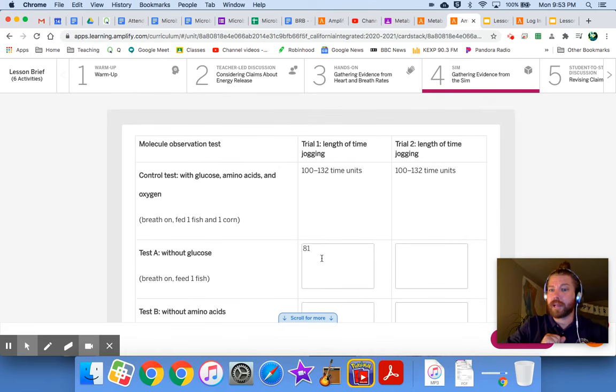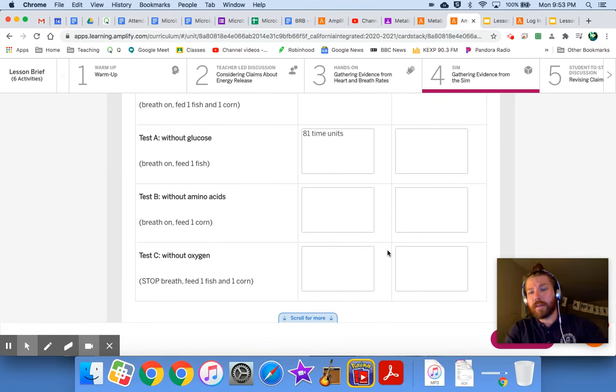81 time units, okay? Do you have to put time units? Sure, why not? You always want to include your units. And then do it again. See if you get the same thing, okay? Follow the feeding program for each of the tests. Follow the breathing program for each of the tests.